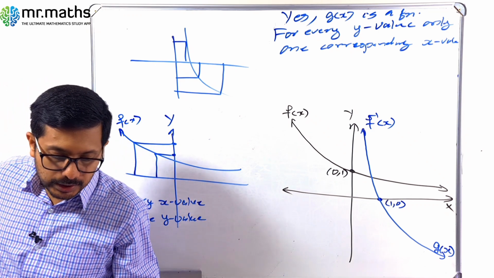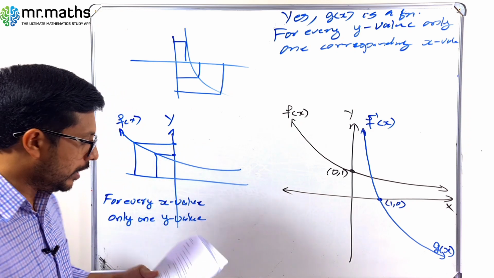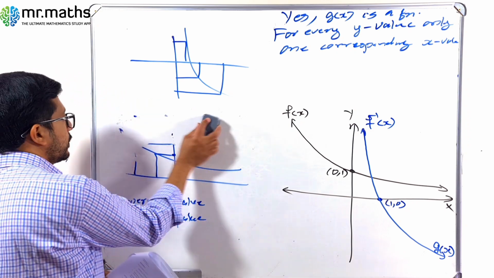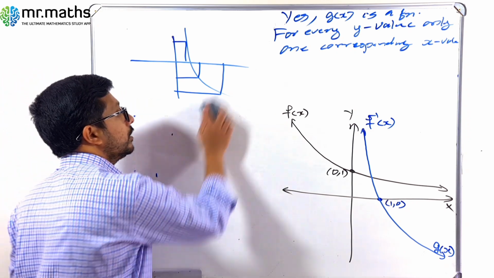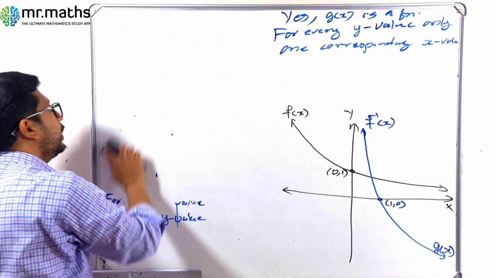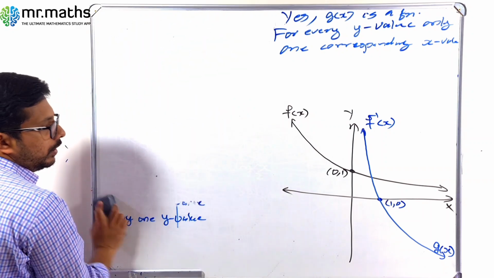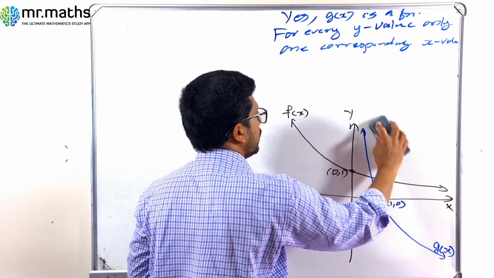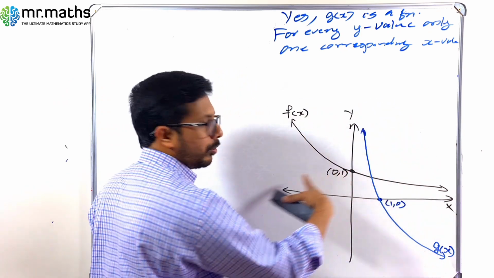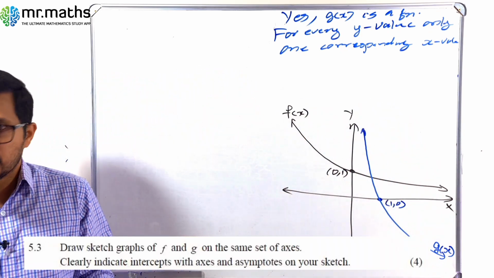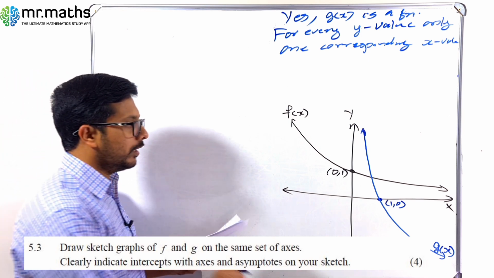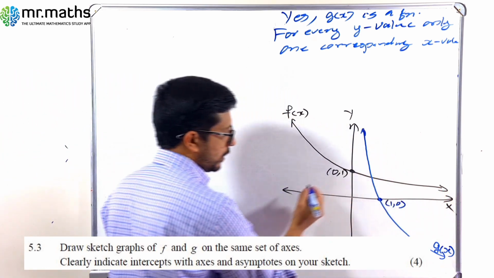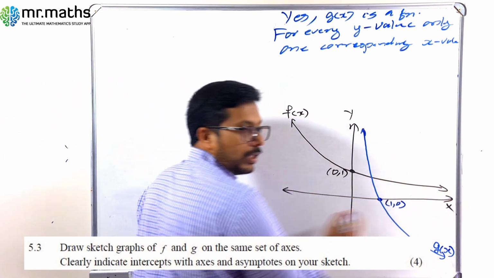Draw a sketch graph of f and g on the same set of axes. We already did that one. Is it not so? We have to draw a sketch graph of f and g. So this is the f of x graph, 0, 1. Here what is the asymptote, guys? Here this is the f of x graph, so the x-axis is the asymptote.